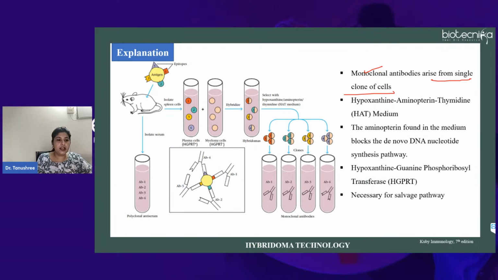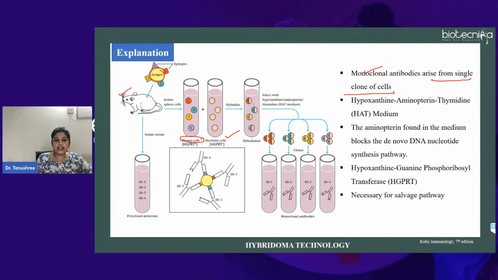Here you can see all we need to do is inject the antigens into the model organism. A mouse is shown here, and this mouse will develop the antibodies, right? So basically you will be isolating the plasma cells, and these plasma cells are HGPRT positive. Another type of cells that you will be taking is myeloma cells. Now these myeloma cells are not HGPRT positive.